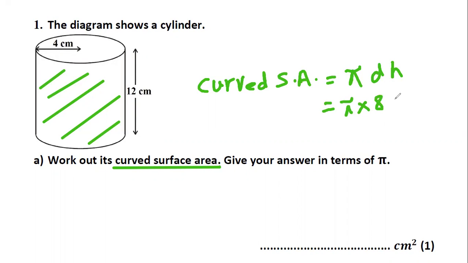Diameter will be 8 times 12. That will give me 96 pi. We are required to leave our answer in terms of pi, so that's fine. It's 96 pi centimeters squared.